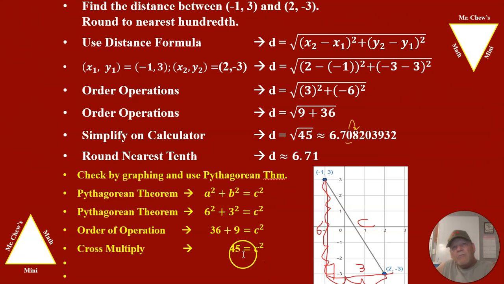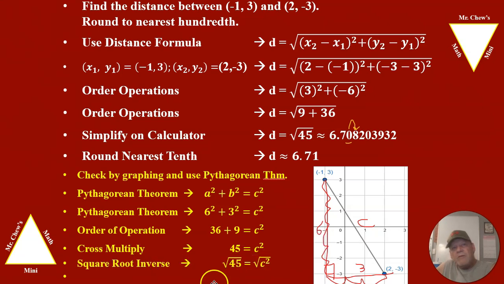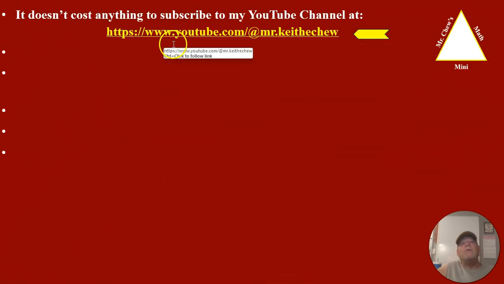I get 45 equals c squared, and you notice, see that d equals the square root of 45? The inverse means I take the square root of both sides, which means that I do get that same answer. And so we are correct. So we got that little check mark there.